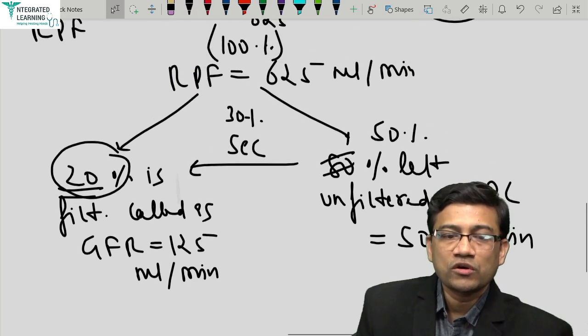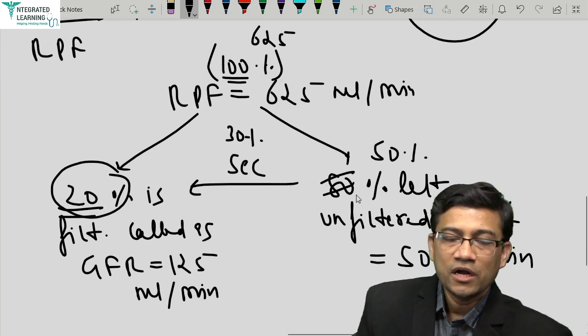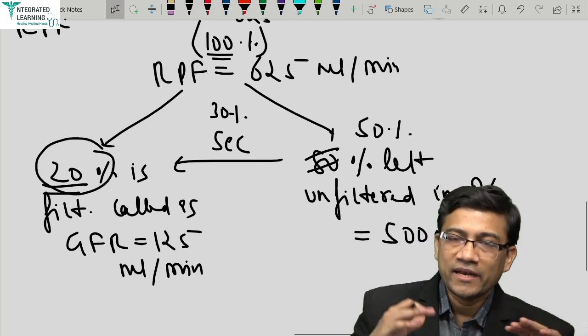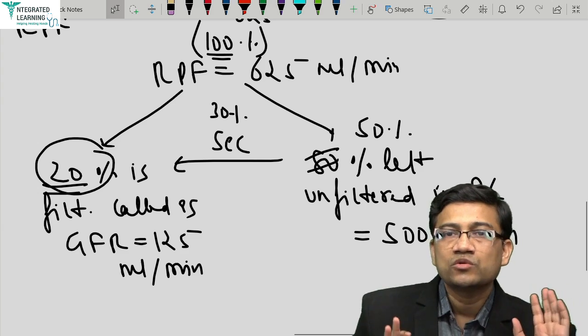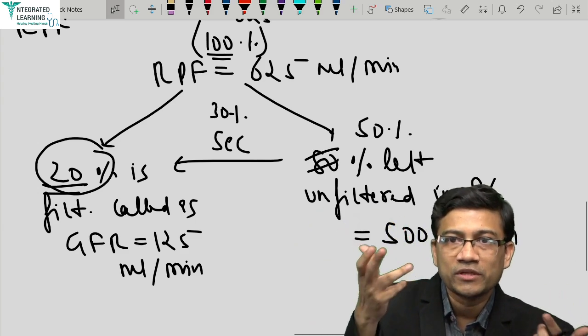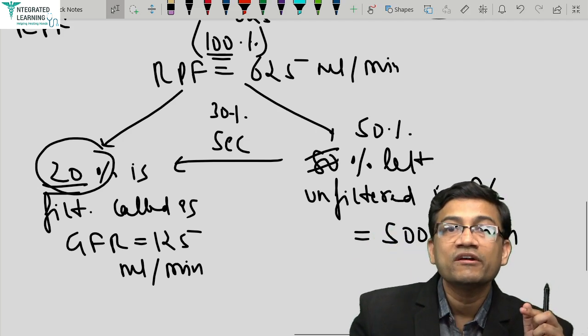If I put 30% there, how much is left? 50%. So out of 100% dirty plasma, now only 50% is dirty, half is clean, and the next minute let us say half is also clean. So now you have cleared the substance in not 5-10 minutes, just 2 minutes hypothetically. That means you are able to clear it faster.